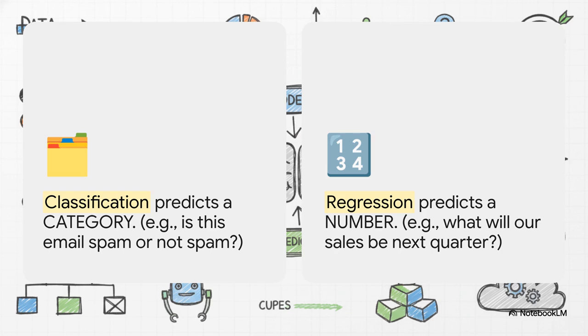So supervised learning really boils down to two main flavors. First up, on the left, you've got classification. This is all about putting things into buckets. Is this email spam or not spam? Is this customer a churn risk or are they safe? The answer is a distinct category. Then on the right, we have regression. This is all about predicting a number. How much will we sell next quarter? What's the price of this house? It's not about a category, it's about predicting a specific value on a spectrum.